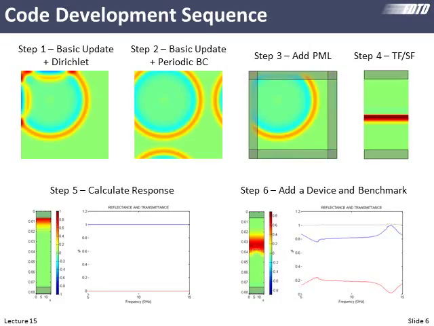Then we'll add in calculating the response, transmission and reflection. So we'll move the total field scatter field source. We'll add in our integrations. There's a lot more integrations now because we need to integrate all the way across the grid, or Fourier transform all the way across the grid. And then we add a device and we start modeling a device. And we'll simulate and benchmark at each step here. It's really, really important to stick to this.